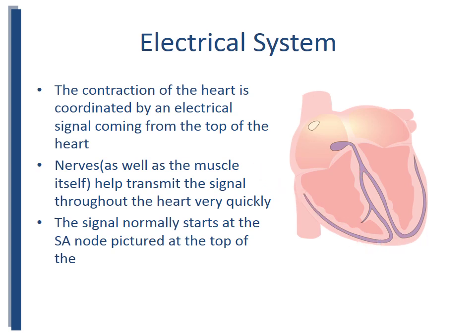contract as well. The signal normally starts at the SA node, but sometimes the flow of that signal is disrupted and other parts of the heart will take over their own electrical signaling. We'll talk about that more in the arrhythmia section.